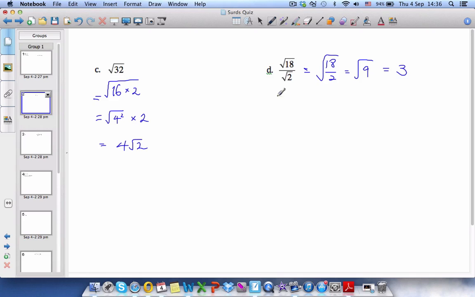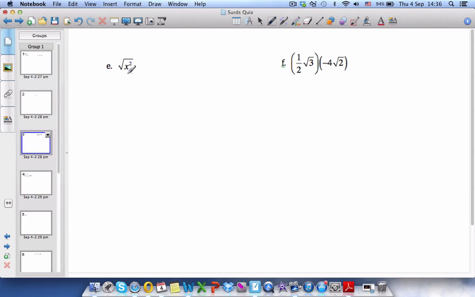And then you can try to rationalize the denominator. Maybe you didn't recognize that you could divide right away, so you multiply both the denominator and the numerator by square root of 2, and you get 2 on the bottom because square root of 2 times square root of 2 is 2, and square root of 18 times 2 is going to be root 36. But I know square root of 36 is 6, and you get 3. Either way, you will get to the same answer.